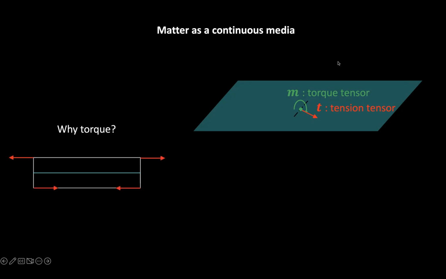Now, I would like to give you some idea of what those tensors are and how they relate to stress, and why we need two tensors. Because for bulk, we just need one tensor. Now we need two. So what is the point behind that?